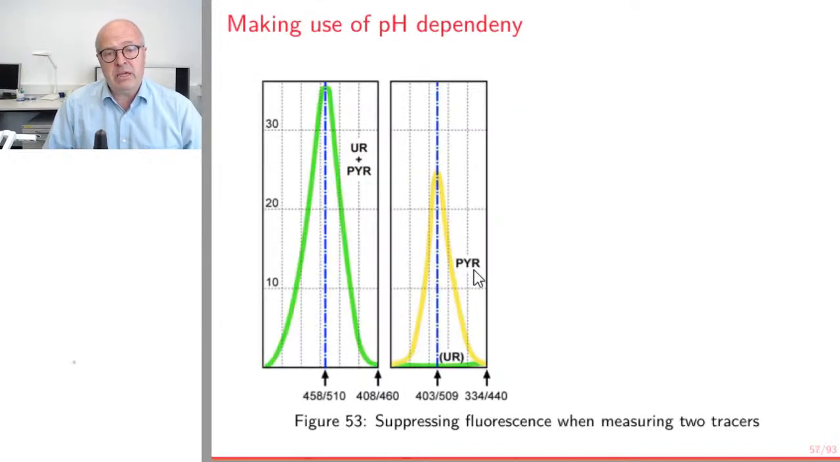Now you can make use of the pH dependency, as I said before, by willingly reducing or quenching a peak, in this case of uranine. This is, for example, practical when you use uranine and pyronine together. If you understand the impact of pH on the fluorescence and on the peak wavelength, you can make use of it.